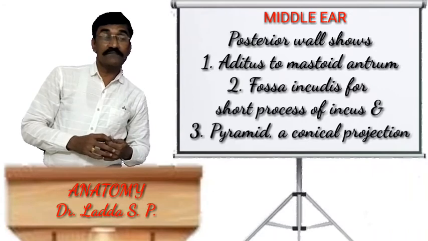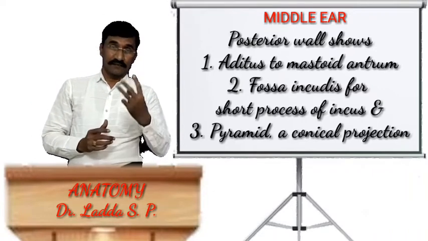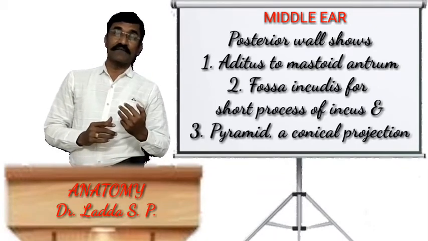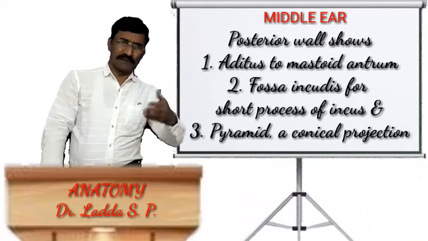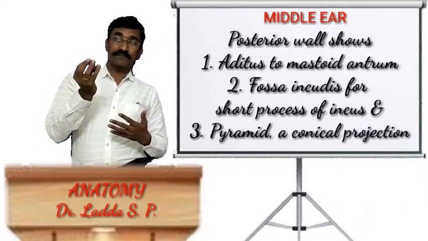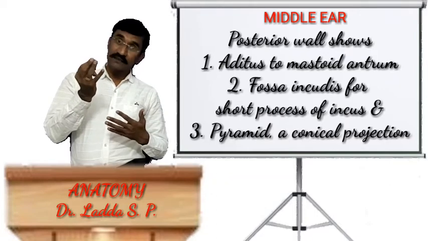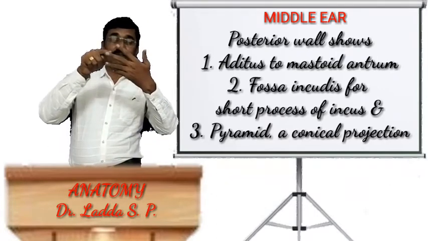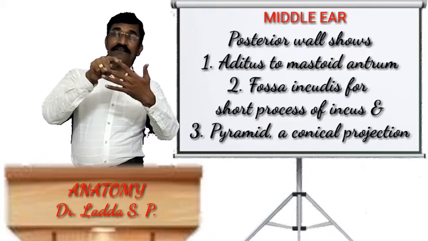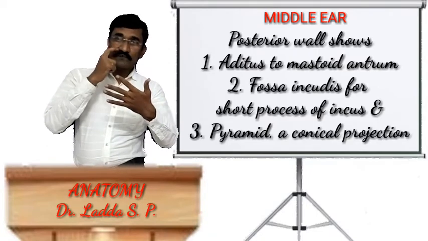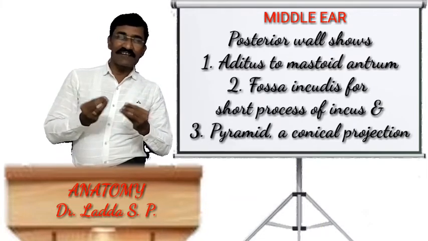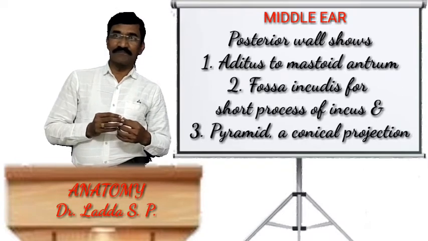Now the second one. Yes, you know that there are three ossicles of the middle ear. We will talk about them later, but just for reference, those three ossicles are the malleus, incus, and stapes. So for the second ossicle, the incus, there is a fossa. For whom is the fossa? For the incus. So, in sweet language, we can use the term fossa incudis.